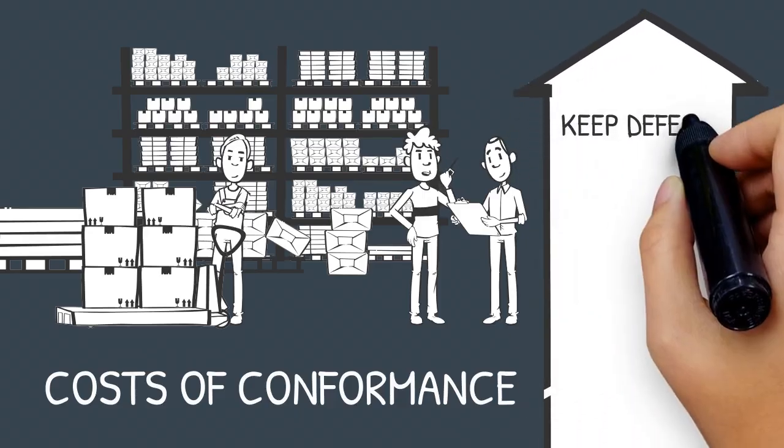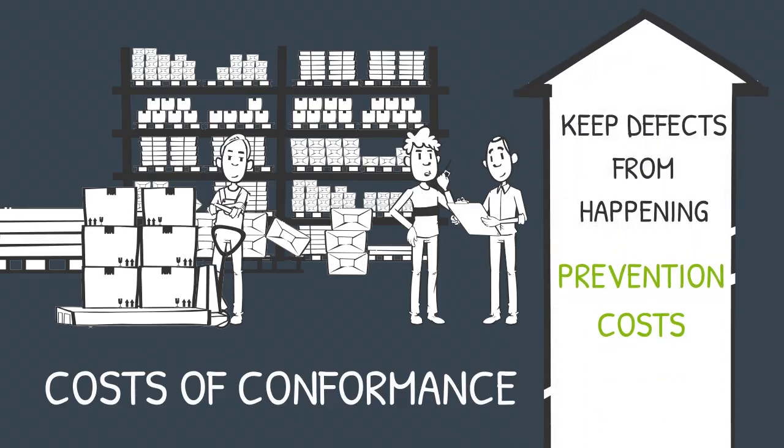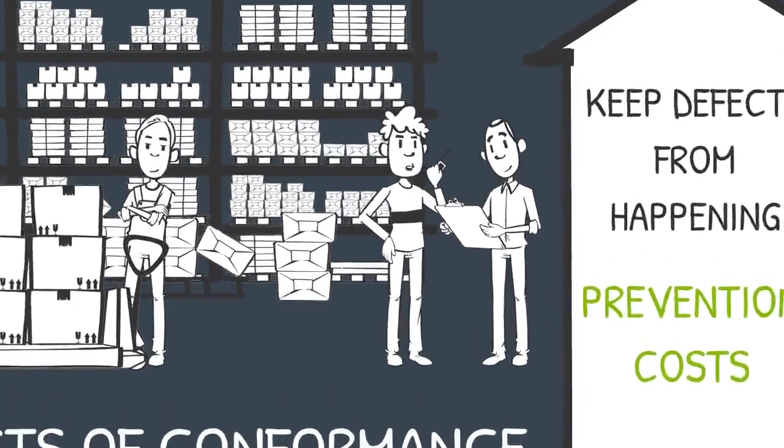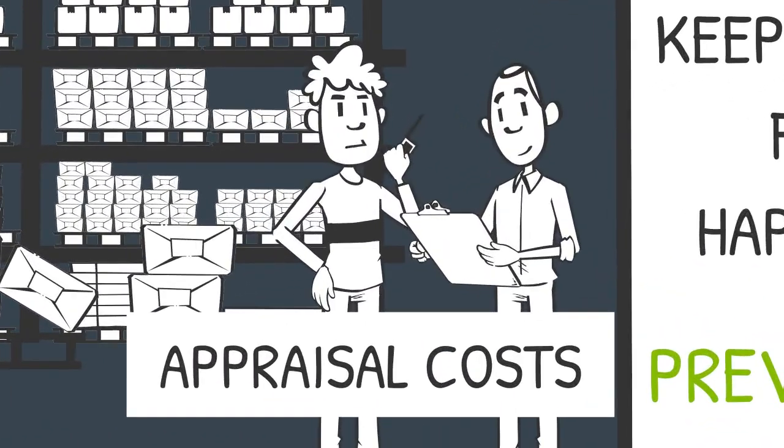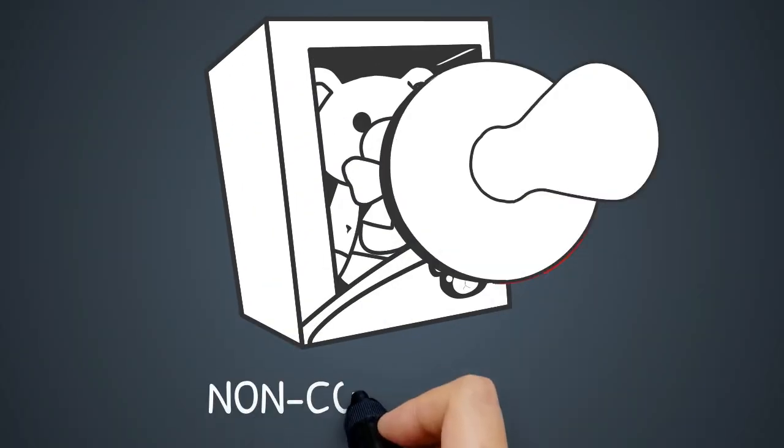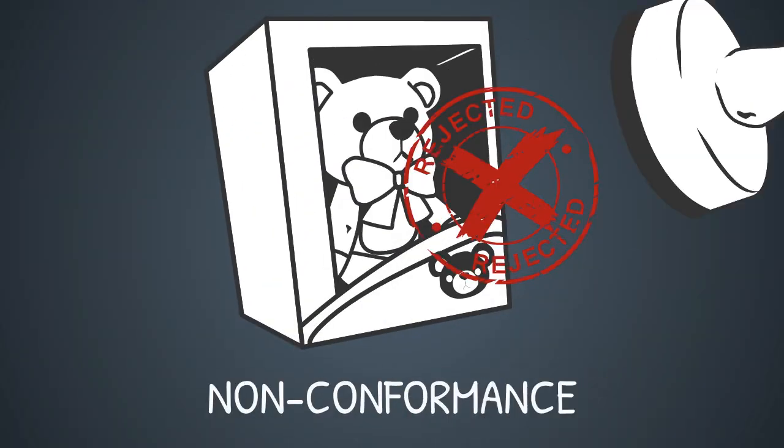Costs of conformance arise from the need to keep defects from happening at all times, preventative costs, or from detecting defects through inspection and audits, appraisal costs. And the costs of non-conformance are those costs accrued when dealing with and discarding or repairing defective products.